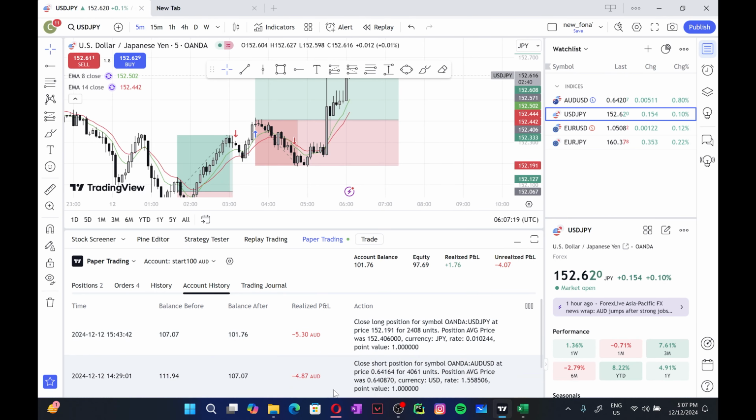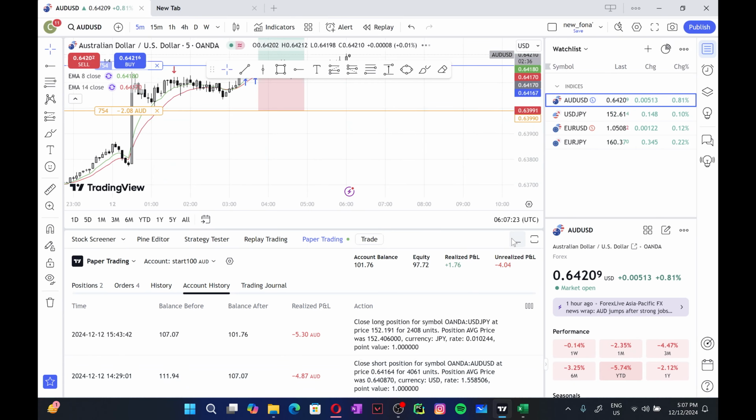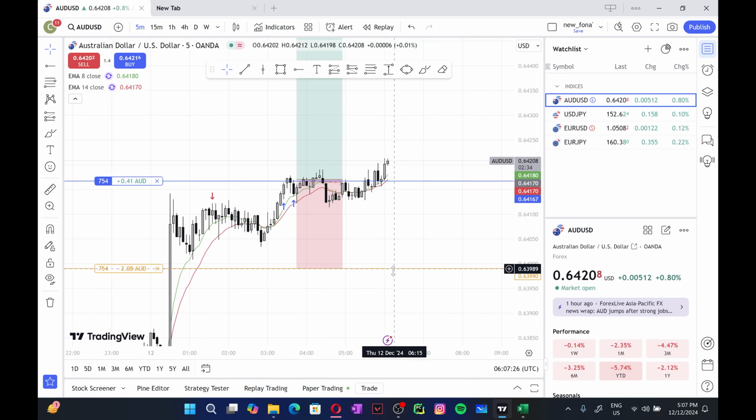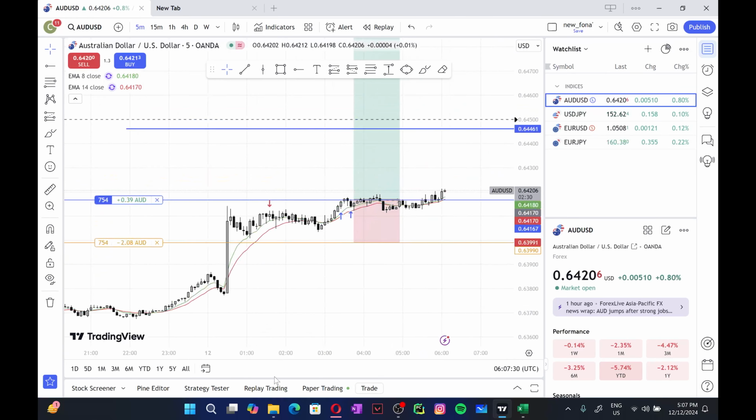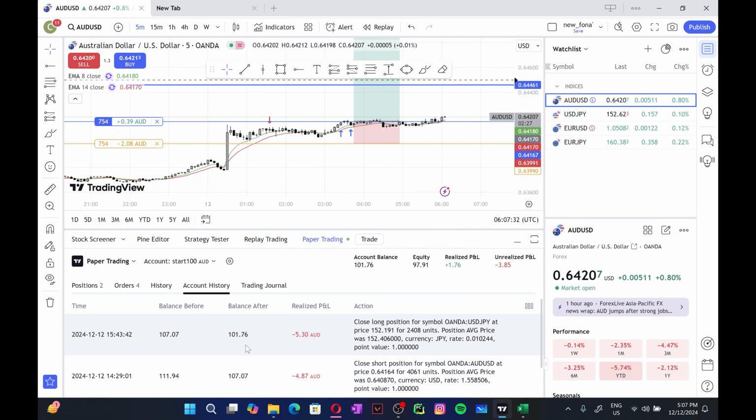That is this loss. And the other loss is from the AUD/USD chart. So it should be somewhere. Right. The other one is AUD.